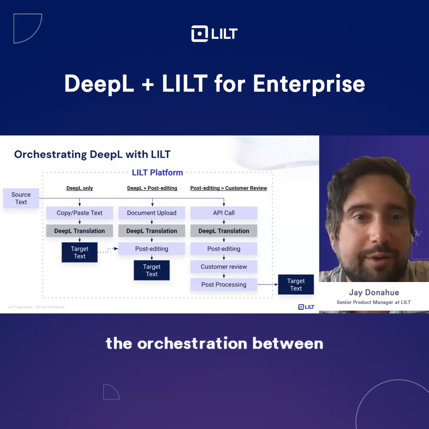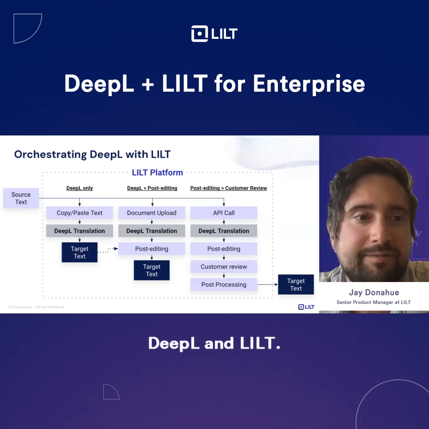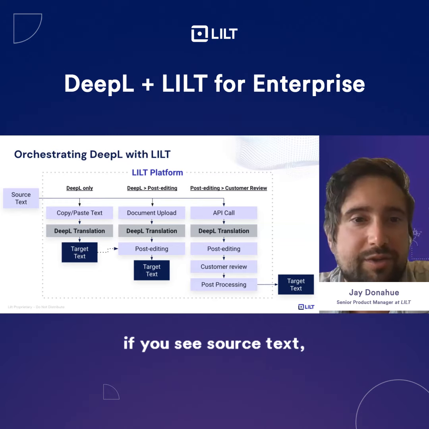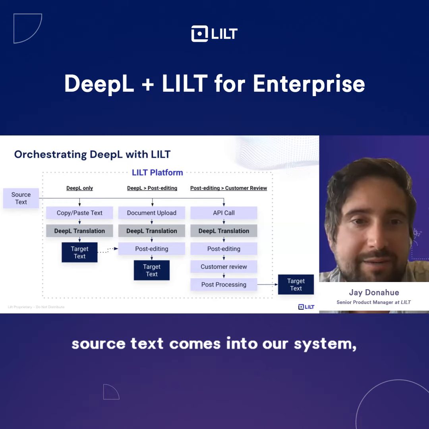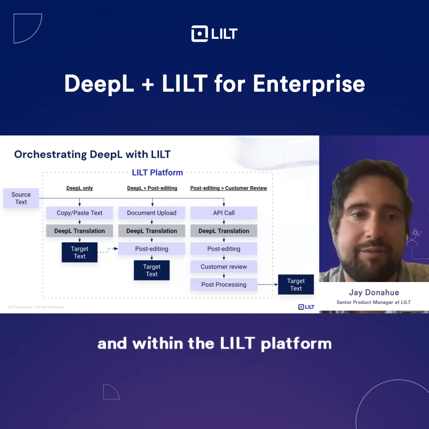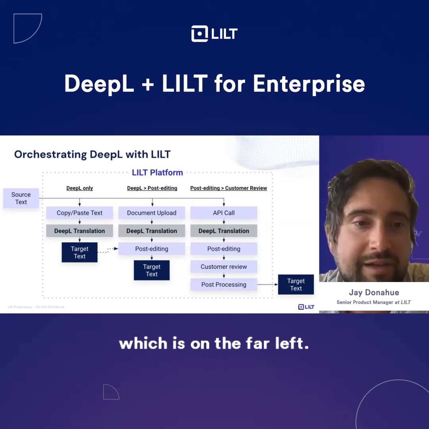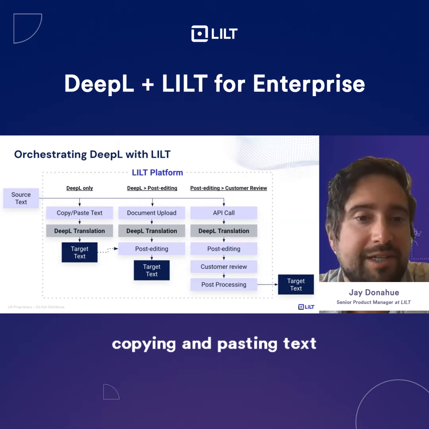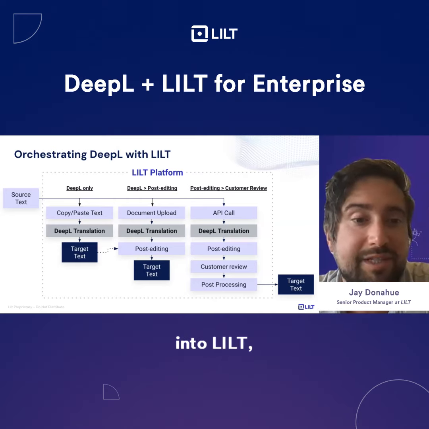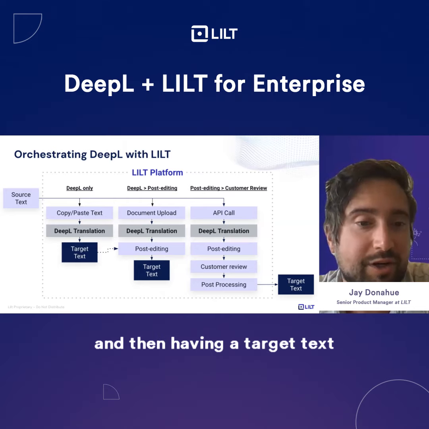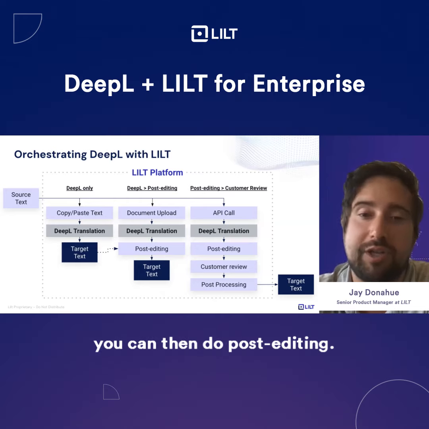This is the orchestration between DeepL and Lilt. So in this little flow chart, you see source text comes into our system, and within the Lilt platform as a whole, you can use DeepL to do things like instant translate, which is on the far left. So that would be copying and pasting text into Lilt, DeepL doing a translation, and then having a target text available. If you want, you can then do post editing.